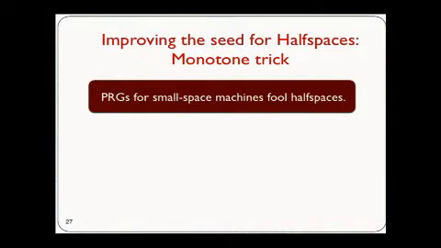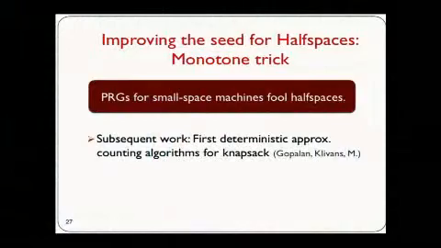And we'll do this by using the monotone trick, which essentially says that the PRGs for small space machines of Nisan, and Impagliazzo, Nisan, and Wigderson do in fact fool all half spaces. And this is a simple idea, but I think quite powerful. In particular, building on this in subsequent work with Gopalan and Klivans, we gave the first deterministic approximate counting algorithm for the #P-hard problem of counting knapsack solutions. There were previously only randomized algorithms.